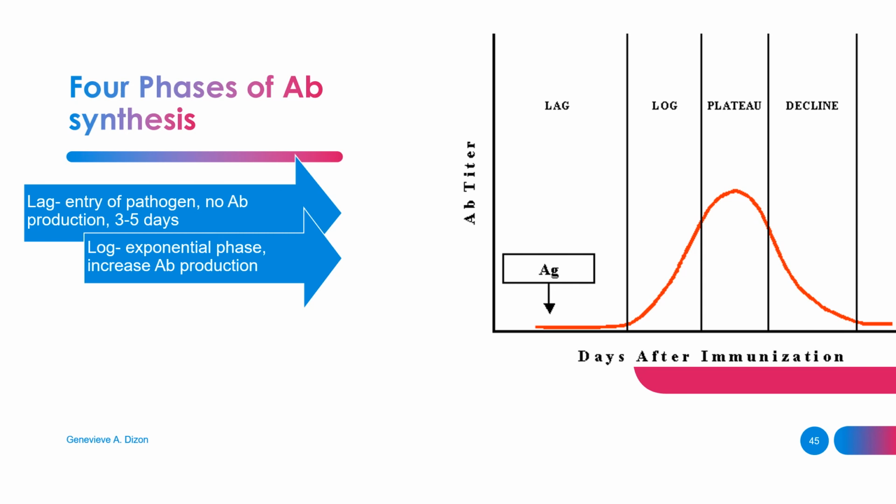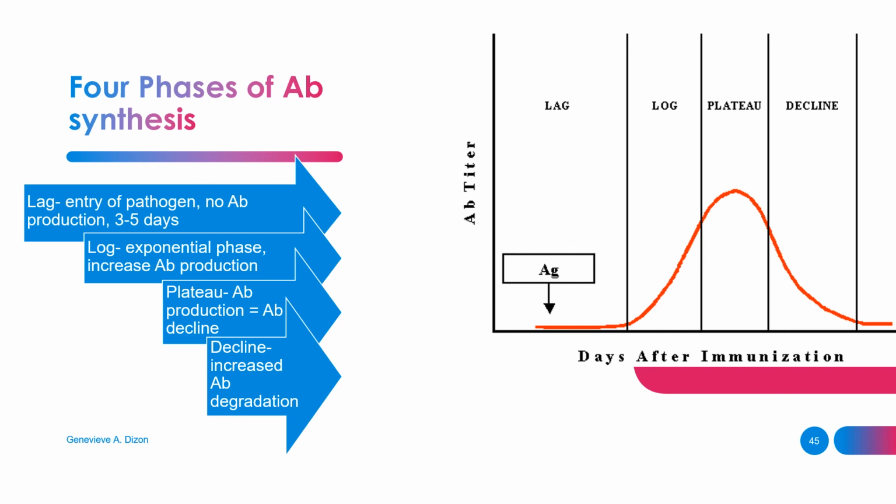the production of antibodies. The third stage is the plateau stage. The plateau stage is described as an equilibrium between the antibody synthesis and antibody catabolism. So here there is production and there is decline of antibodies. And the last phase is the decline phase. This is when there is an increased antibody degradation. This is when catabolism already exceeds the production of antibodies.